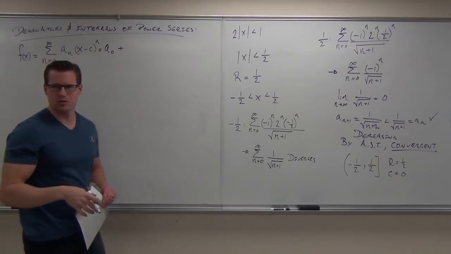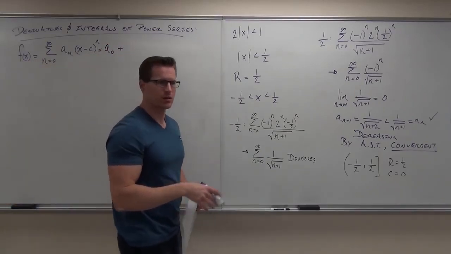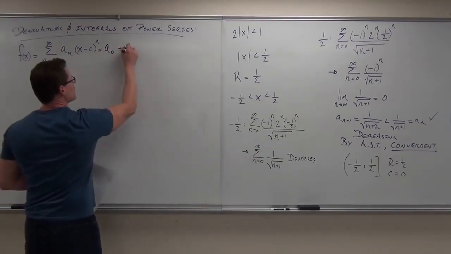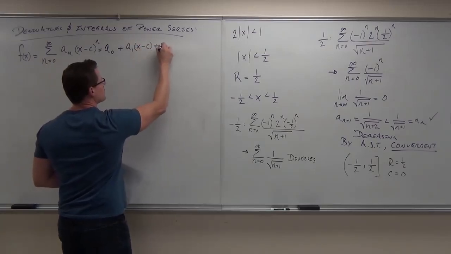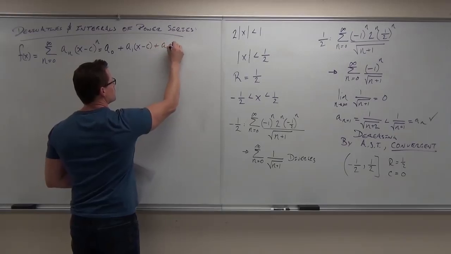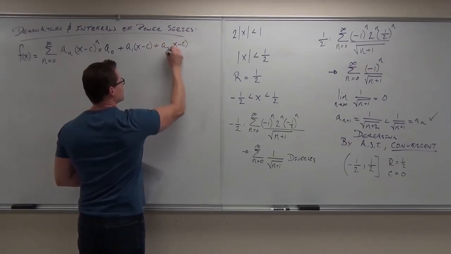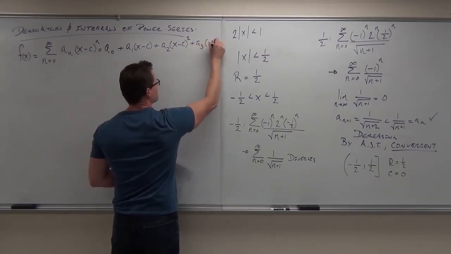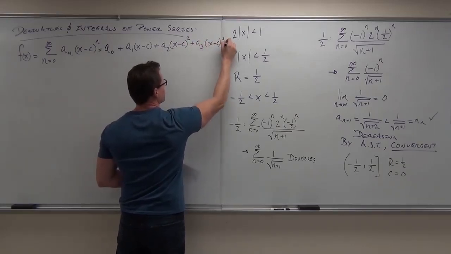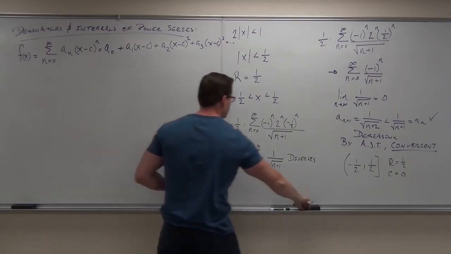Plus, what's the next term going to look like? A sub 1, very good, times x minus c to the first power. Plus what? A sub 2, x minus c to the second power. Good, now we're getting the pattern. A sub 3, x minus c to the third, and it doesn't end.